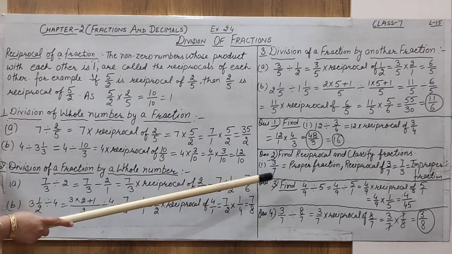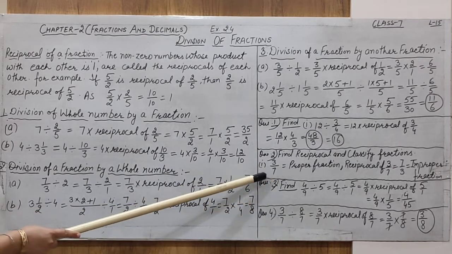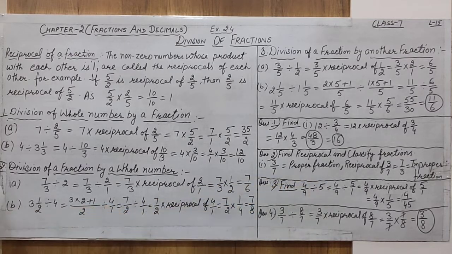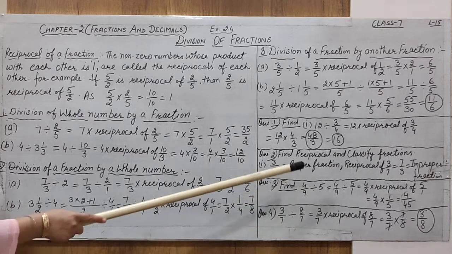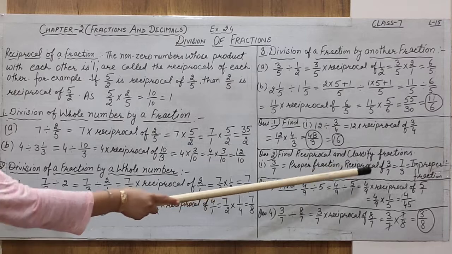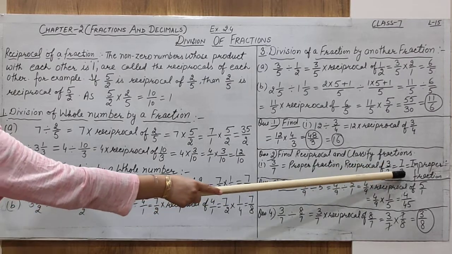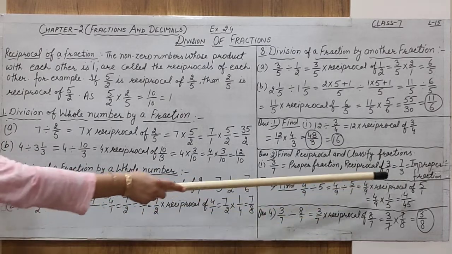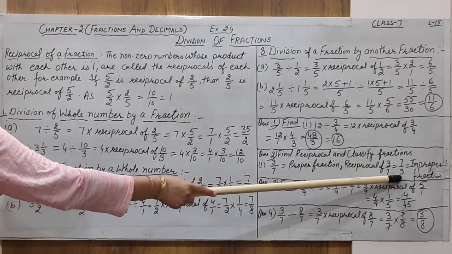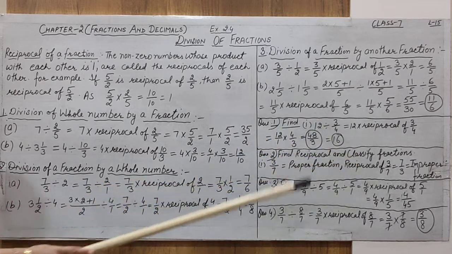I have selected for you 3 by 7. This is a fractional number. Which kind of fractional number? Its classification is a proper fractional number. Now find the reciprocal. The reciprocal of 3 by 7 is 7 by 3. And is this a proper or improper fraction? This is an improper fraction. First of all, we have to find the reciprocal and its classification.